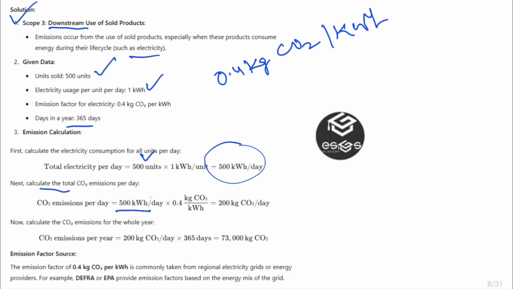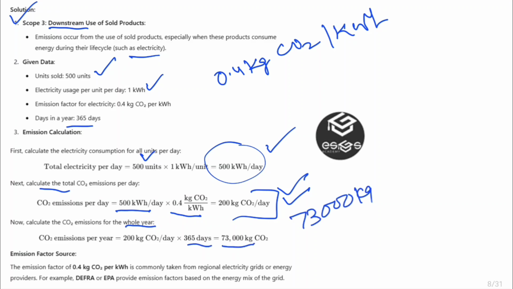That will be like multiply this with the emission factor, and the answer will become 200 kg CO2 per day. Now this is for one day result. Okay, we have to talk about the whole year. Then what will become? You multiply this with 365 days, so answer will become 73,000 kilogram CO2.